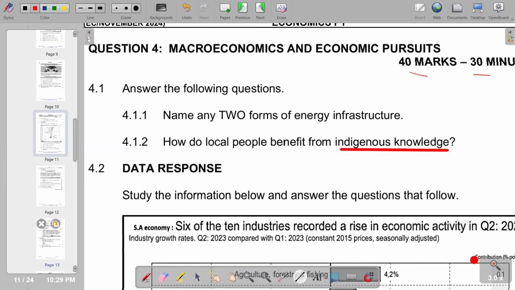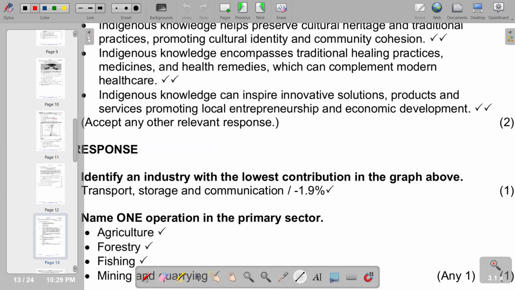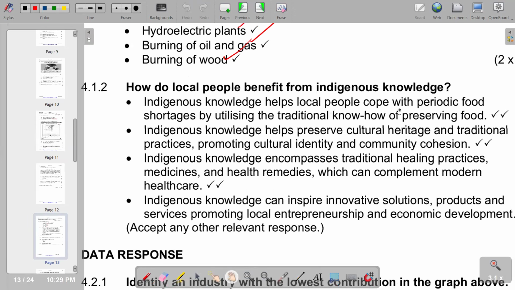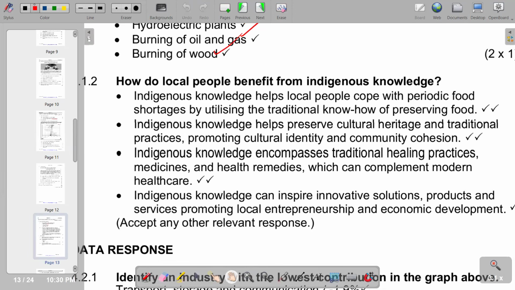You would see that the points we have are that indigenous knowledge helps local people cope with periodic food shortages by utilizing the traditional know-how of preserving food. That is the first point that we have. And also, indigenous knowledge helps preserve cultural heritage and traditional practices, promoting cultural identity and community cohesion.